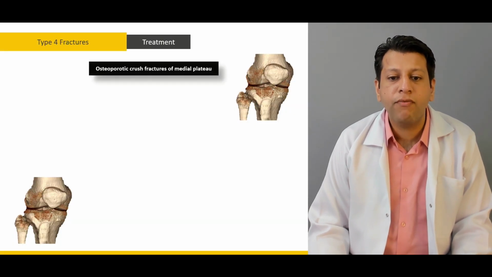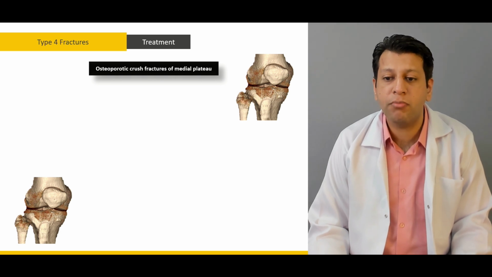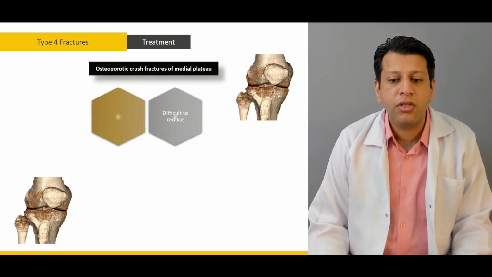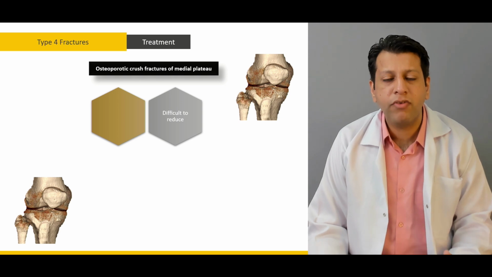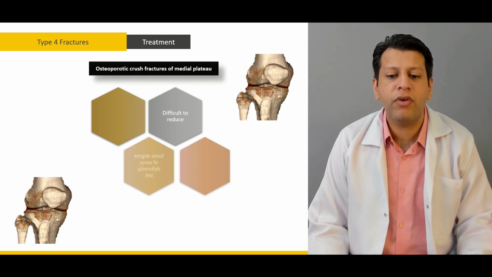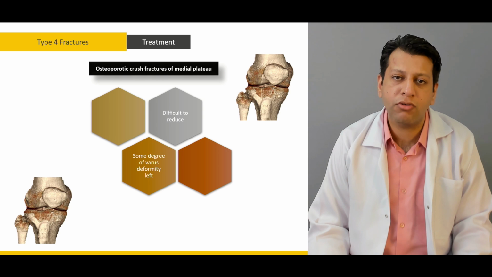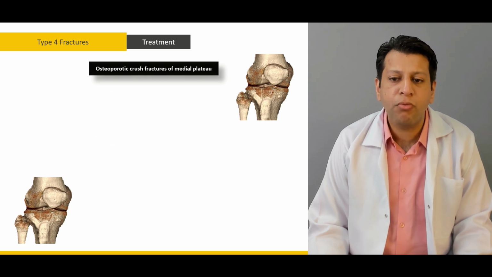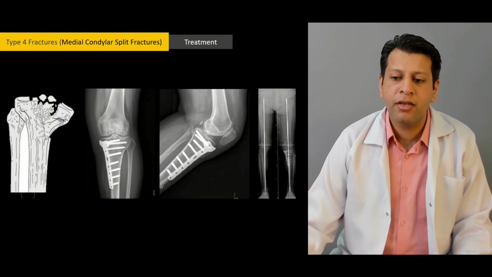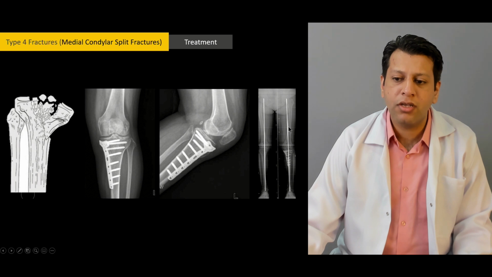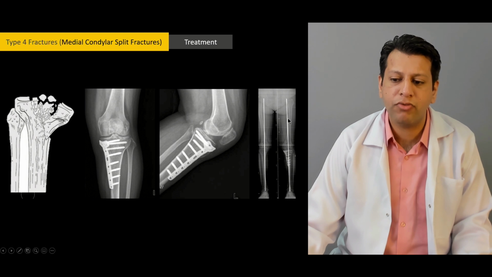Now coming to type 4, usually if there are osteoporotic crush fractures of the medial plateau, although this is difficult to reduce, some degree of varus will always remain later on as well. If you go back and see this slide, they have given an x-ray for this, and you can appreciate the mechanical axis is actually passing right from the center of the hip to the center of the ankle, despite the plating being done.